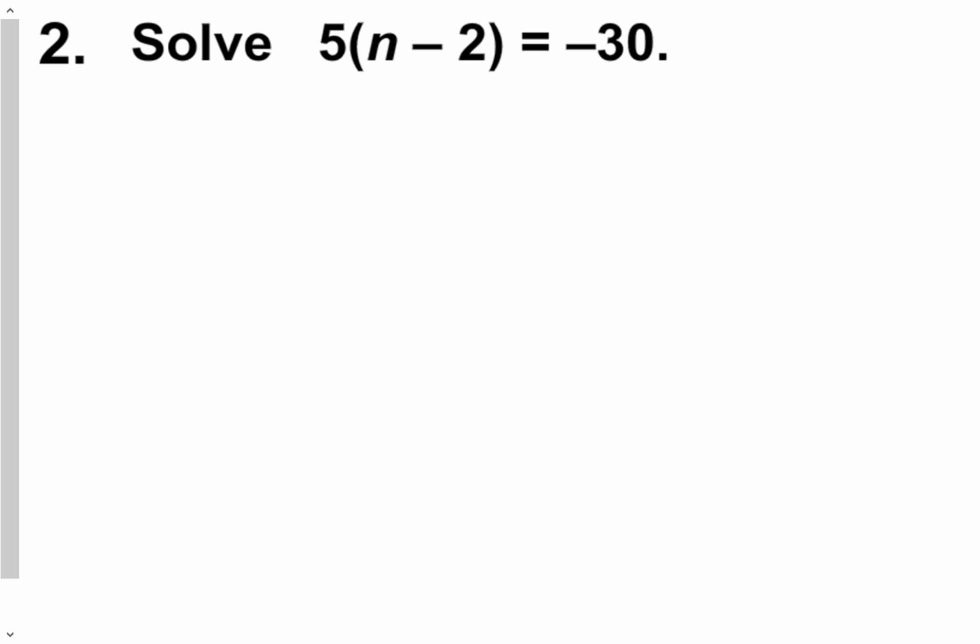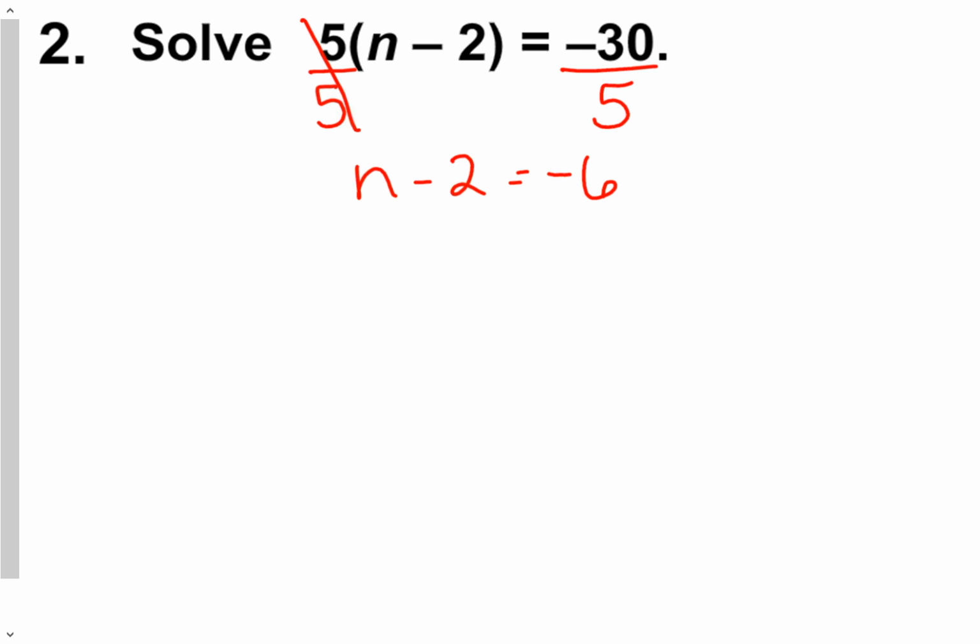Here's our second example. Again, our P is 5 because that's the number that's being multiplied over here times this quantity n minus 2. So let's divide by 5 on both sides of the equation. So 5 divided by 5 cancels out. So I'm left with n minus 2 equaling negative 6. I'm sorry, not negative 15, negative 6.